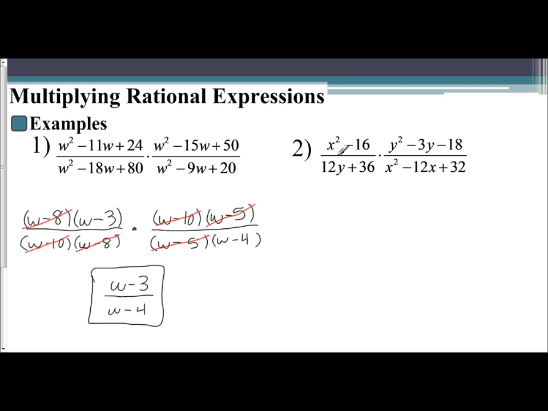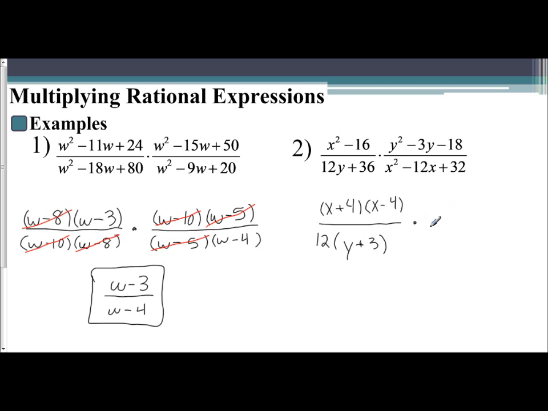Let's apply the same concept for this example over here. Right off the bat, I see x squared minus 16. I'm going to factor that down using difference of squares. Square root of x squared is x. Square root of 16 is 4. So I have one factor that's x plus 4 and one that's x minus 4. I look at the bottom, I have 12y plus 36. What I have here is a GCF of 12. I factor it out. I get y plus 3.